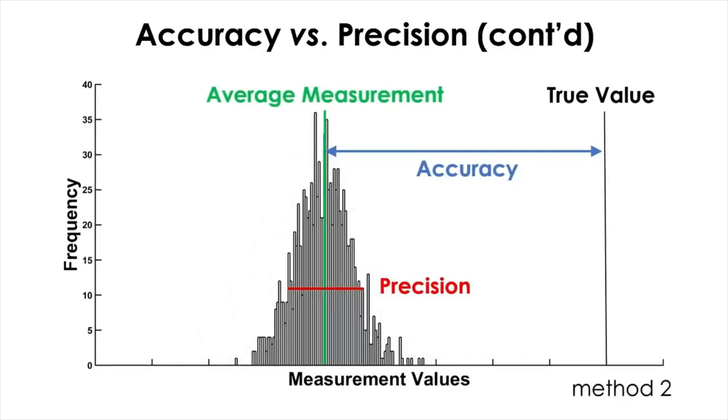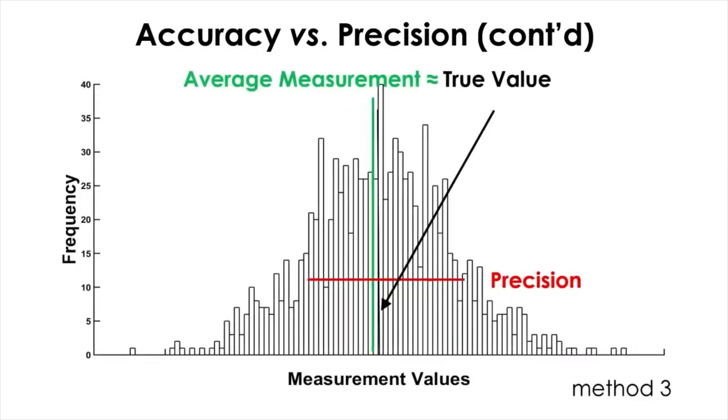On the other hand, with method two, you measure the same intraocular pressure but using a different method, and now it looks more precise than the previous measurement, as the spread of the histogram is narrower than the first one. However, the method is still inaccurate, as the distance between the true value and the average measurement is large. And now you use another method, method three, and it looks accurate in that the average measurement is now very close to the true value. However, the method is still imprecise, as the spread of the distribution is quite large.